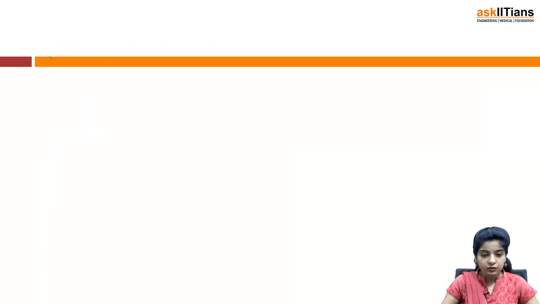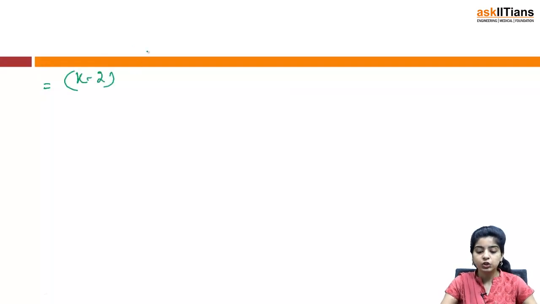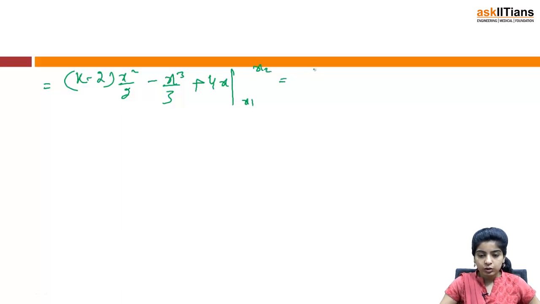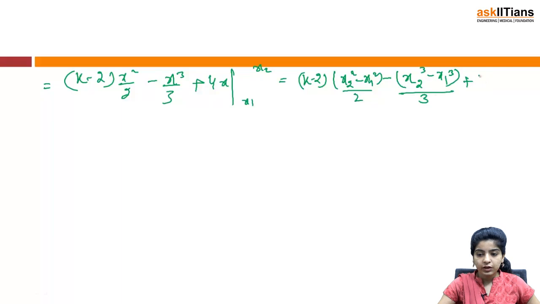So this would be equal to, I am just integrating, that is simple integration. So we have (k minus 2) x square by 2 minus x cube by 3 plus 4x from x1 to x2. So this will be equal to (k minus 2) times (x2 square minus x1 square) upon 2, minus (x2 cube minus x1 cube) by 3 plus 4 times (x2 minus x1). So this is what you get.